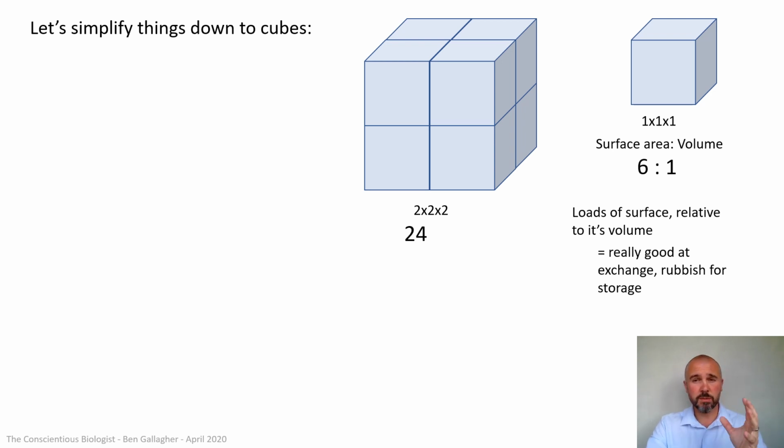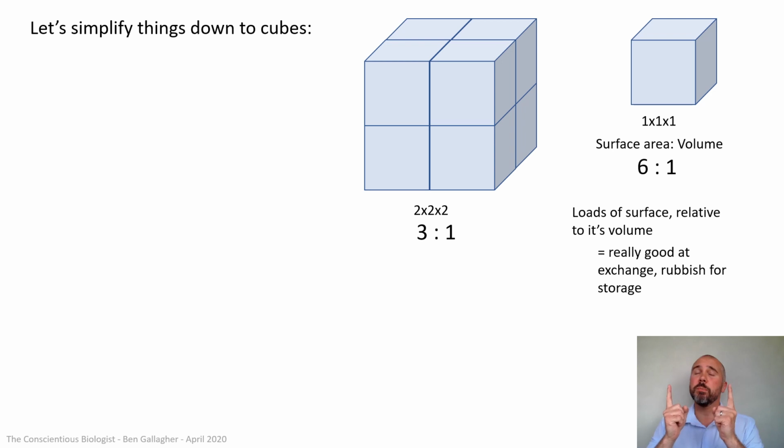Its volume is based on how many of the little cubes make it up. So you count them, there's 8 there. So it's 24 units of surface to 8 of volume. Well, let's simplify that down. 8 goes into 24 3 times. So actually we can convert that and simplify that ratio down to 3 to 1.